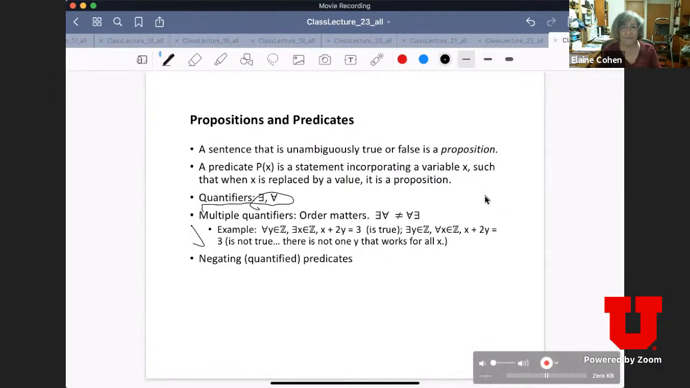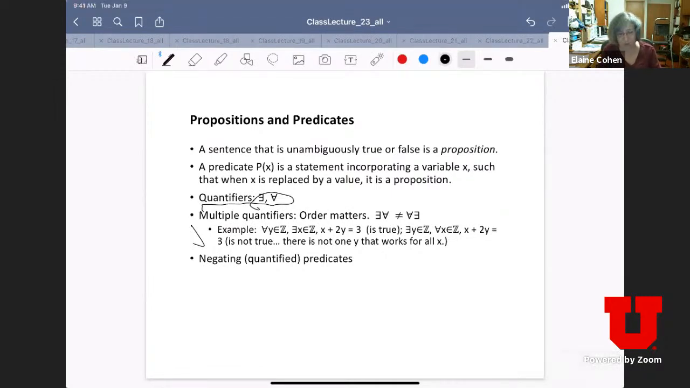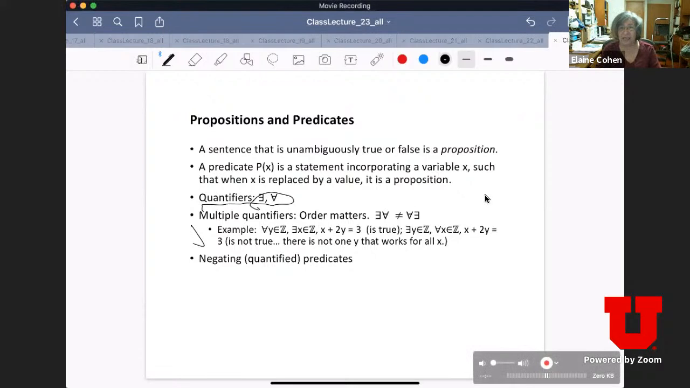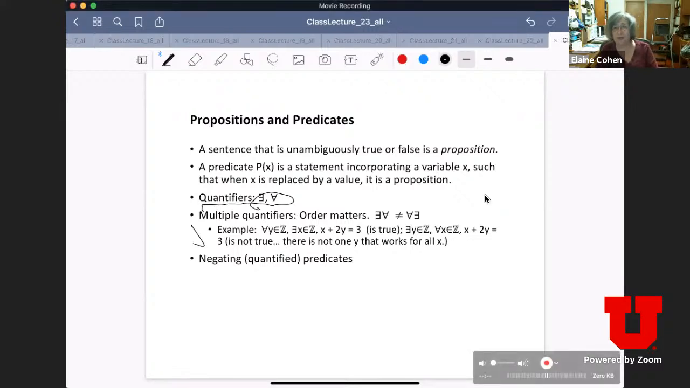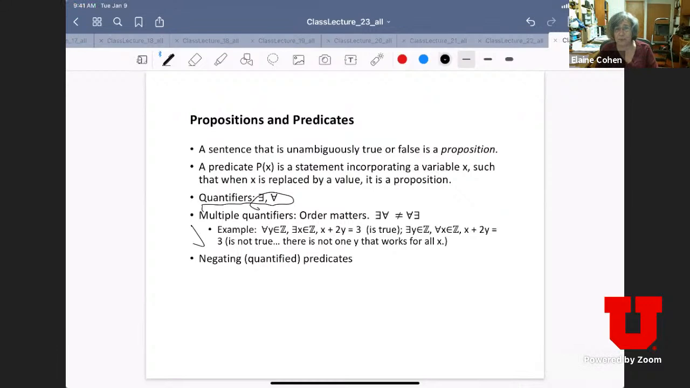So what else do we have here? We have, remember, negating quantified predicates, how to negate them. You go through that section. It's important. I'm pointing out some of these things, and I'll only pick a few things to do example problems on because we only have 1 class to do it.